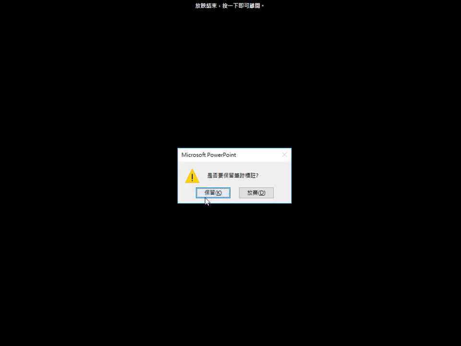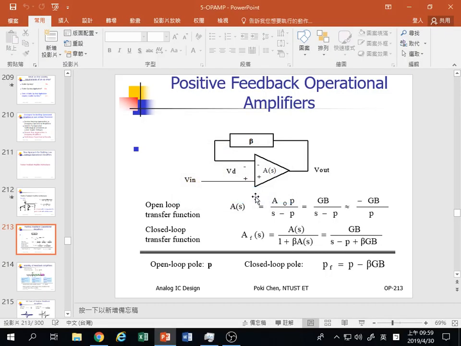Okay, this is the end of the op-amp design with 300 pages. But maybe I will teach again, even for this chapter, maybe 70% or even 60%. But I hope you get what I teach you, okay? Then we go for the next chapter.